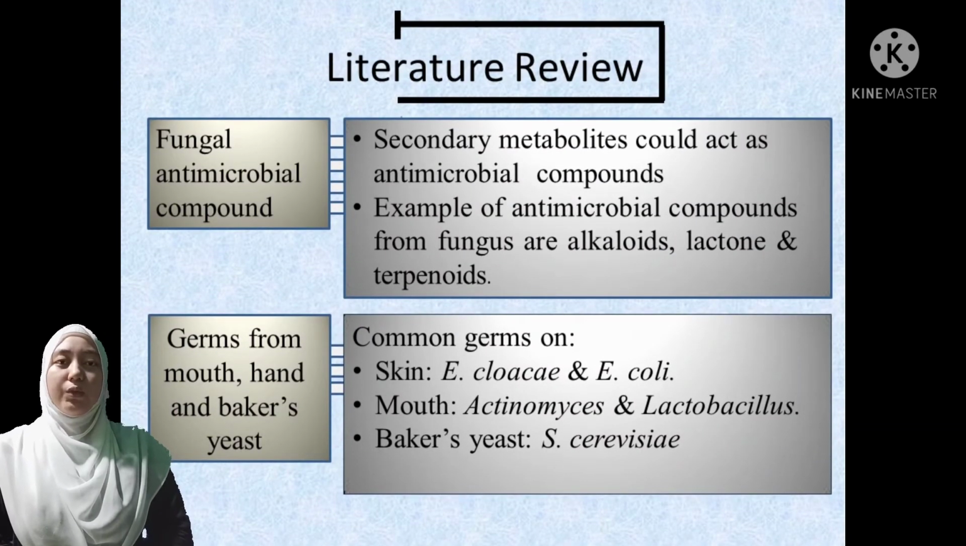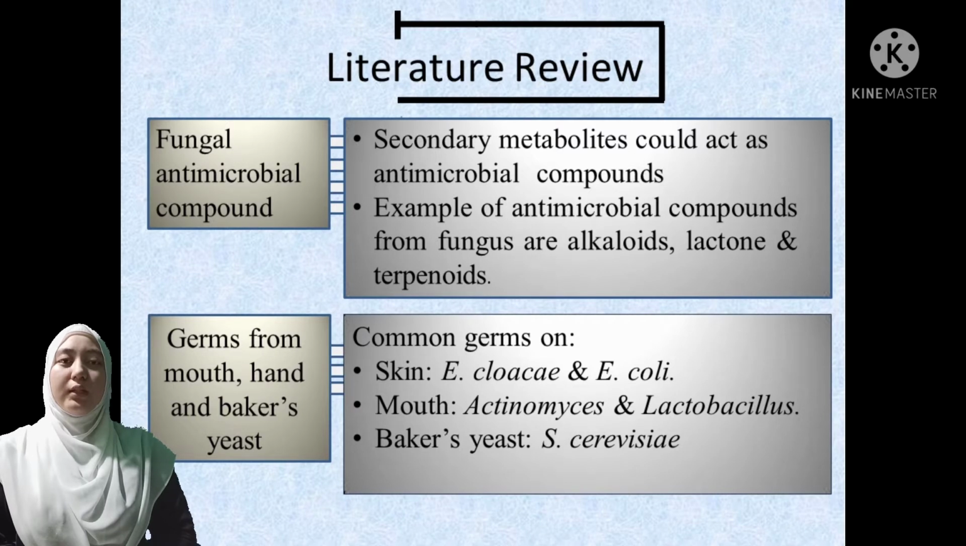Basically, fungi will produce diversity of secondary metabolites. The secondary metabolite could act as antimicrobial compound. The examples of antimicrobial compound from fungus are alkaloid, lactone, and terpenoids. In this project, germs from mouth, hand, and Baker's yeast were used to identify antimicrobial activity of endophyte Marasmius cladophyllus.